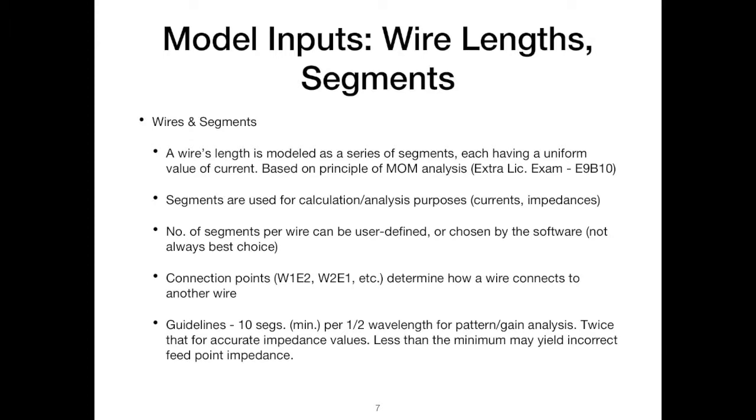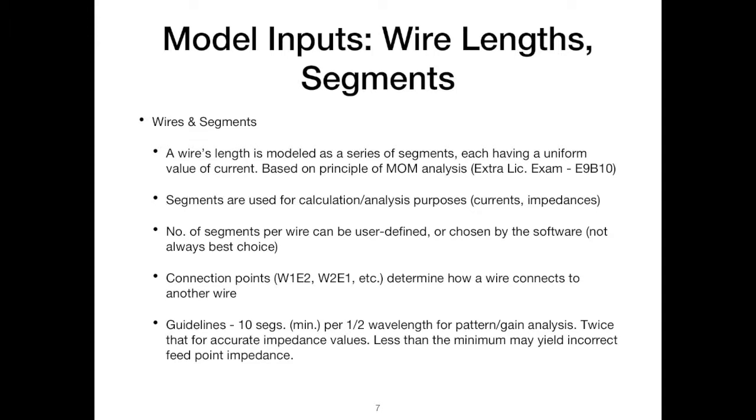Connection points: there's a nomenclature in these tools on how you specify them. In the example here, I have wire 1, end 2, which can connect to wire 2, end 1, so that you have a junction, and so on. If you want a connection in the center of a wire, you might say W1C, wire 1 center. So there's a convention these tools use to specify connection points.